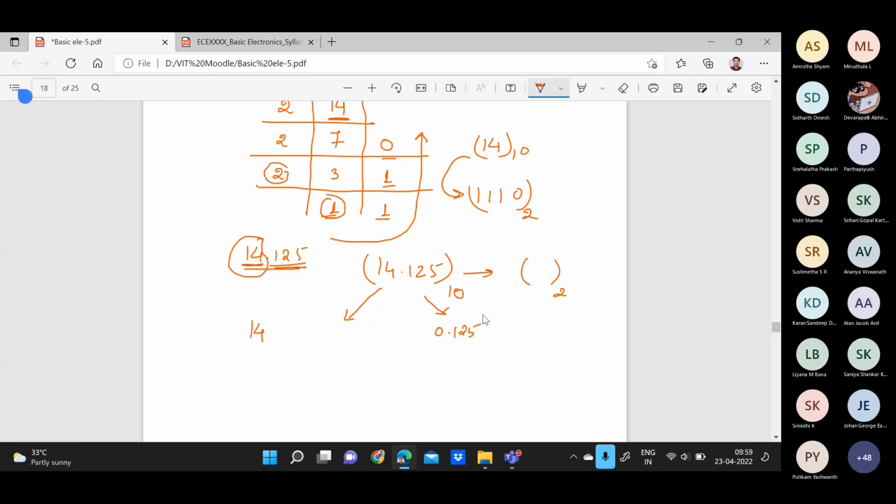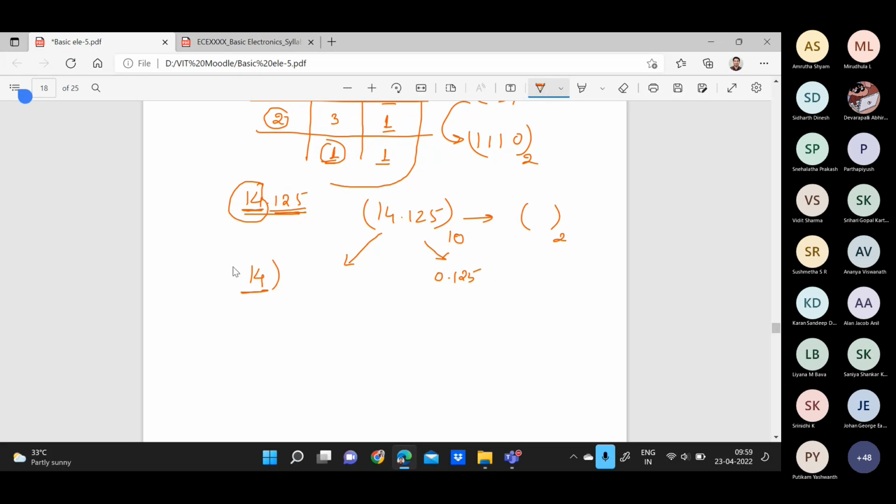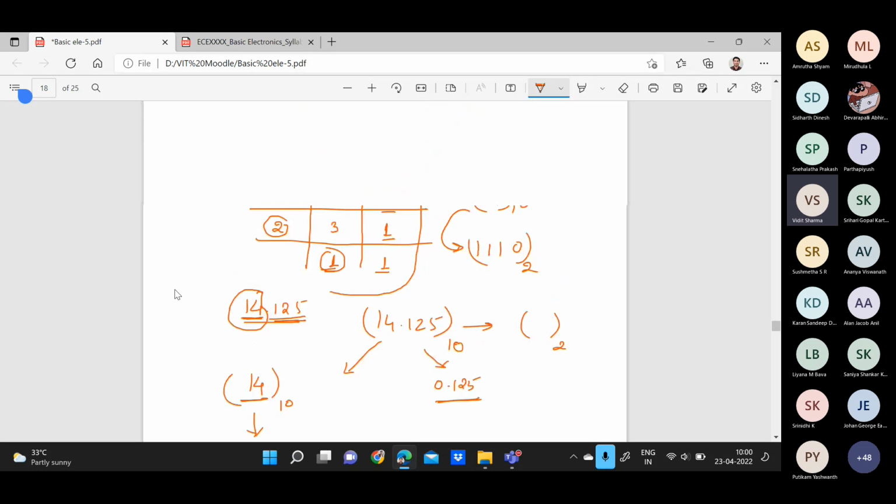As we have already completed how to convert 14 from decimal into binary, that is 1110, this will remain the same. Now we will see how to convert the decimal part of any number into binary form.